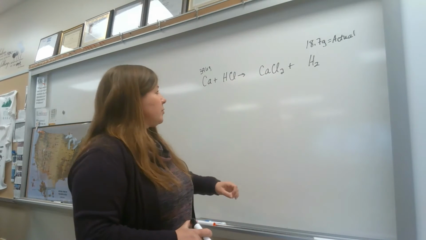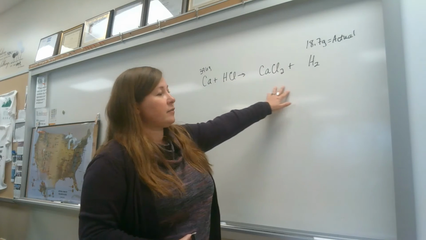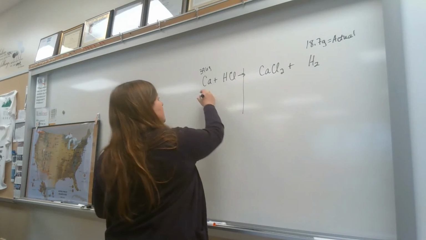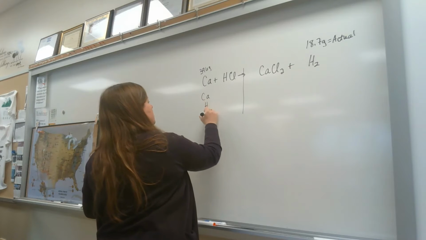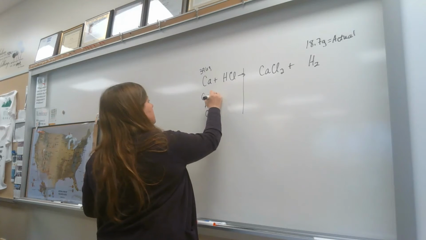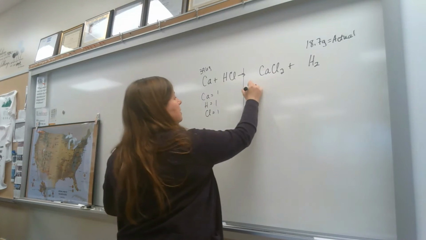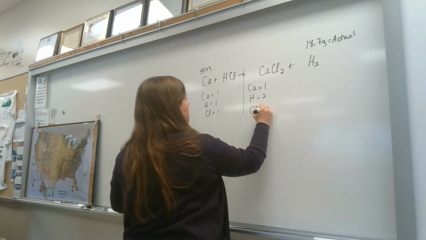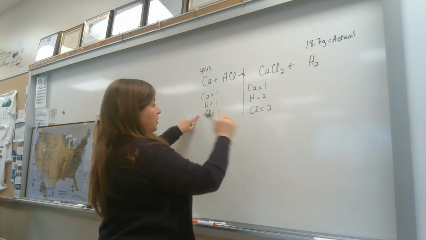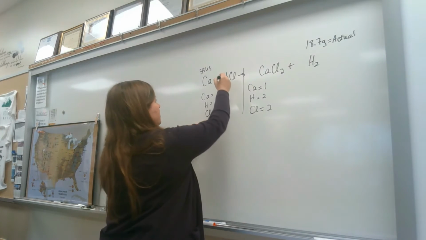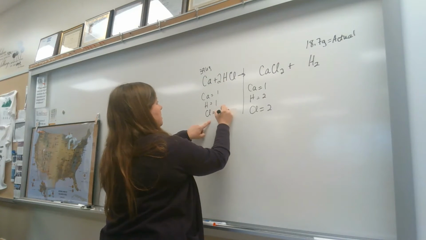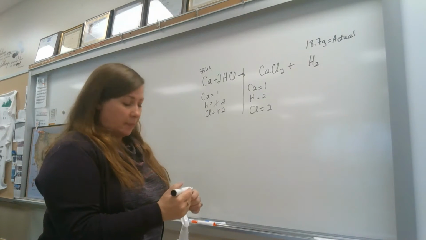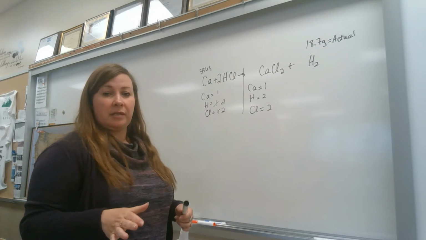Okay, for this problem, we're going to start by, of course, always balancing the equation. So we've got Ca plus HCl, and we're going to balance chlorine first probably, so we'll put a 2 here, and that balances our equation. So always start by balancing your equation.